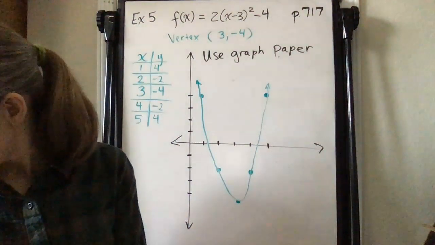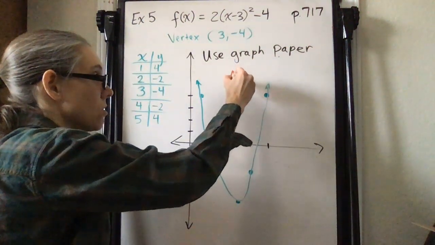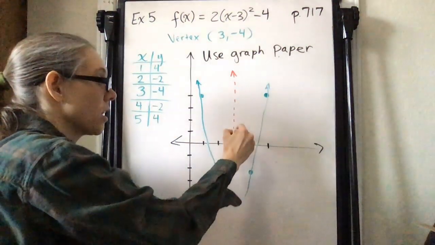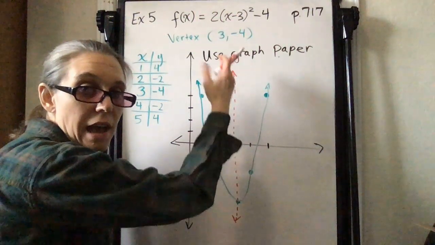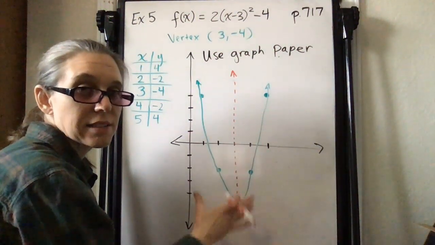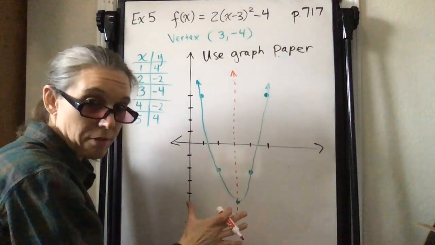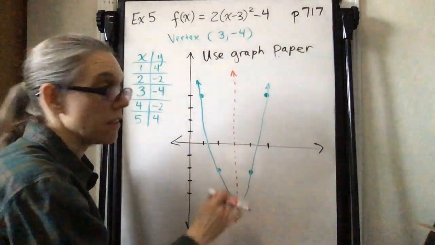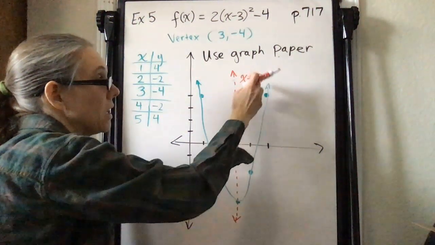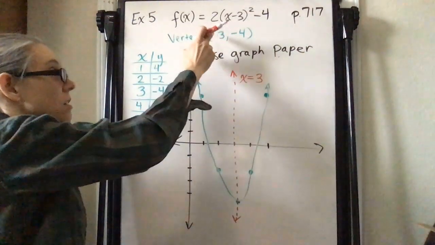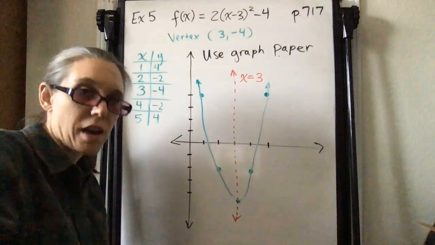Next, we need to include the axis of symmetry. When we draw the axis of symmetry, the traditional way to draw it is as a dotted line because technically it's not part of the graph. The axis of symmetry is just an axis that shows where we have symmetry. So use a dotted line, and the equation would be x equals 3. Remember, this x value will match the vertex. So that's how you're going to graph self-check 5.